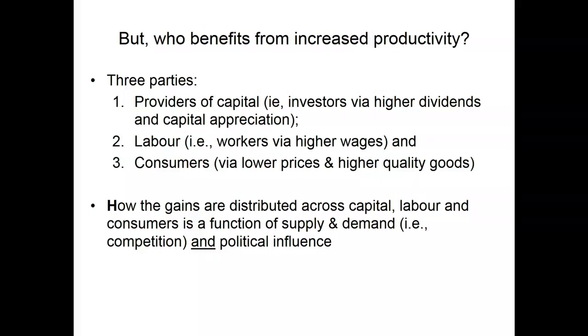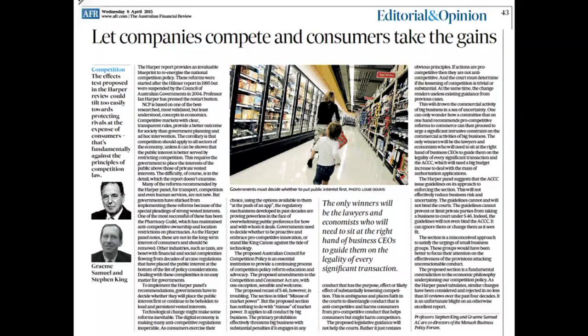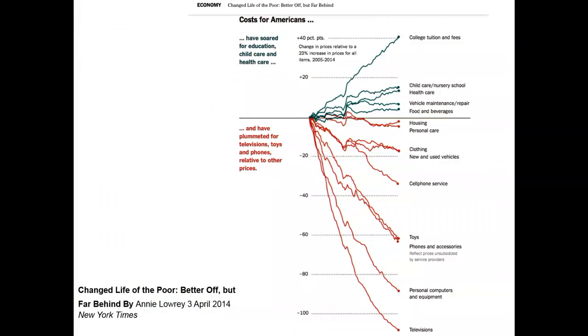But who benefits from the high productivity? You can have three potential parties: the providers of capital, labor via high wages, and consumers via lower prices and high quality goods. How those gains are distributed across capital, labor, and consumers is a function of supply and demand, and also political influence. So you see here that in the US, customers have benefited from cheaper televisions, toys, and phones, similar with cars, but things like education, childcare, and healthcare have gone up in value.